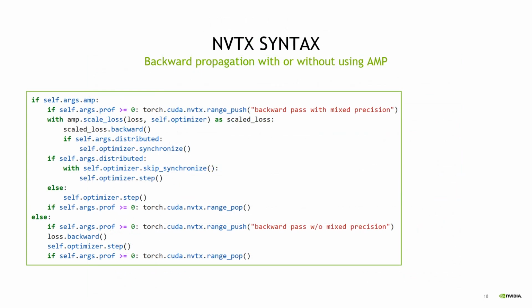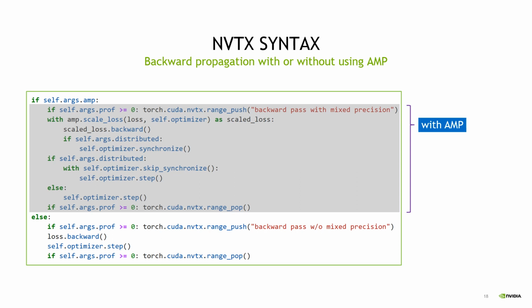You can also go even farther. For instance, if you want to understand how much time is spent using mixed precision or not using it, you can do things like this. You can use the NVTX tags to identify where the AMP region starts, or if you don't want to use AMP, you can tell, okay, this is the AMP region, this is the region without using AMP.